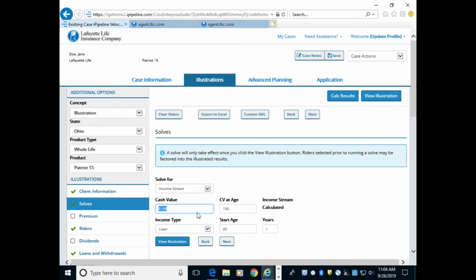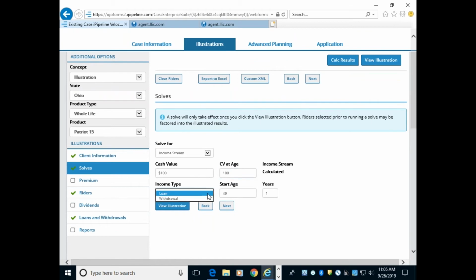If you have a higher cash value that you want to be left at a later age, say maturity, 121 for all of our policies, then the client is going to have a lower income while living, because the policy will try to preserve itself to that age of maturity or try to keep a larger amount of cash value in the policy at a later age. So for demo purposes, I'm going to use $100 in cash value left at age 100.